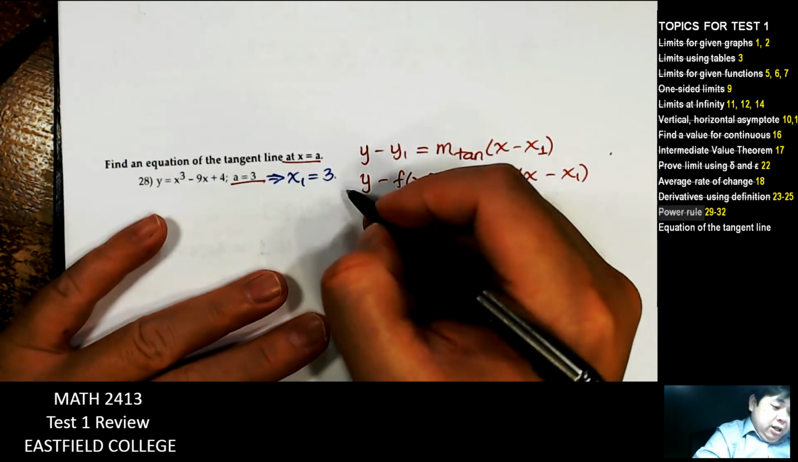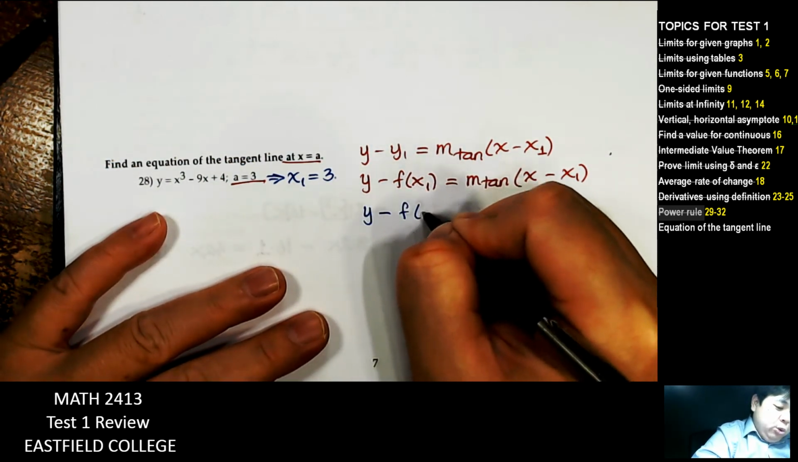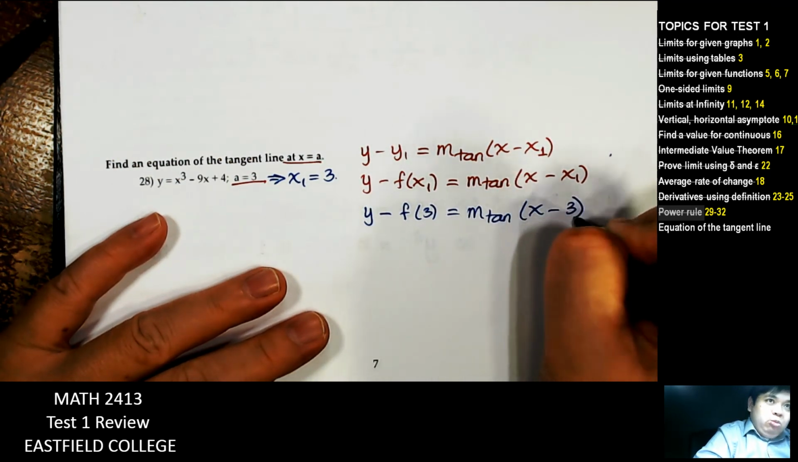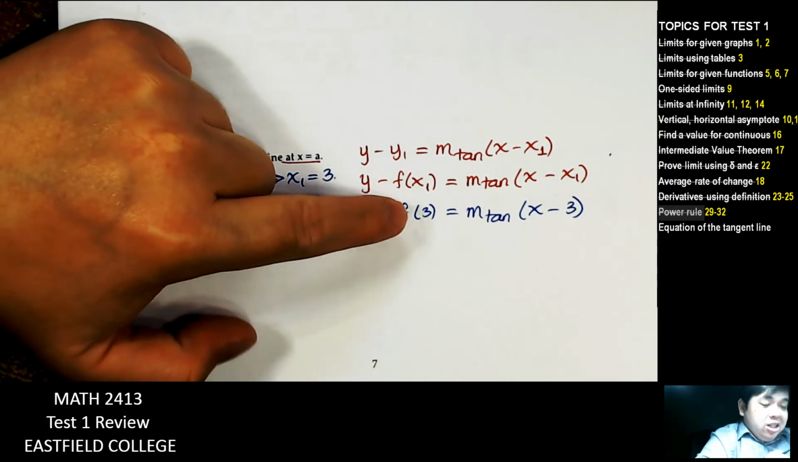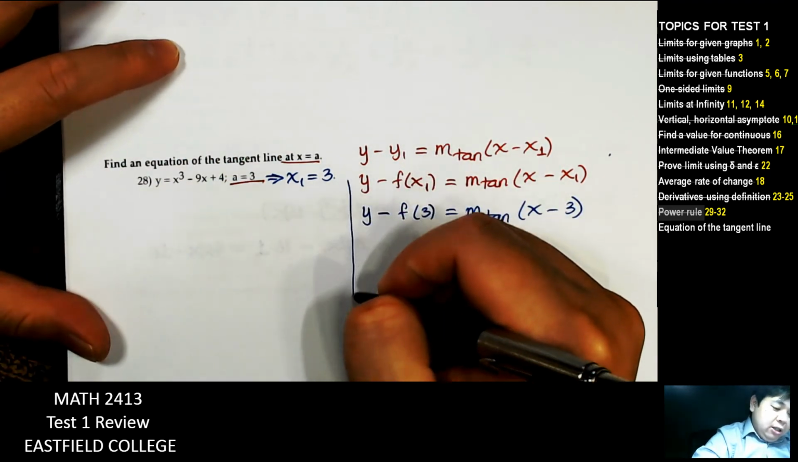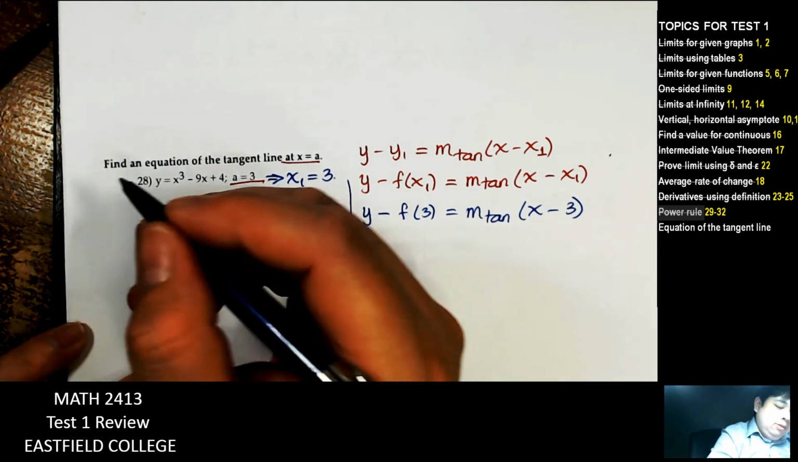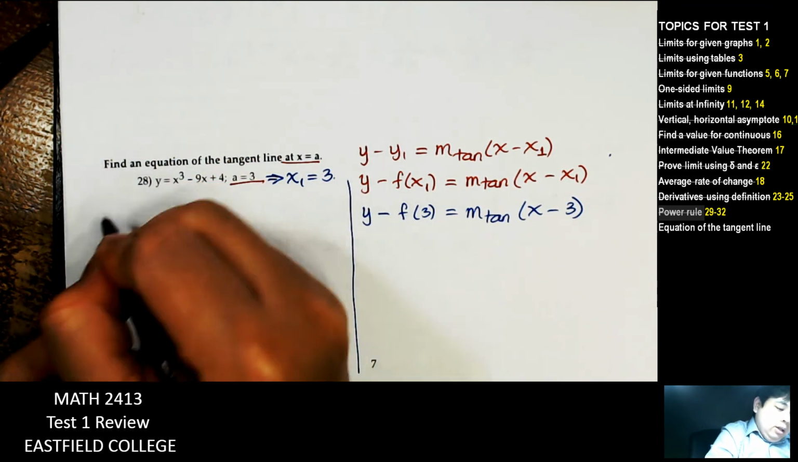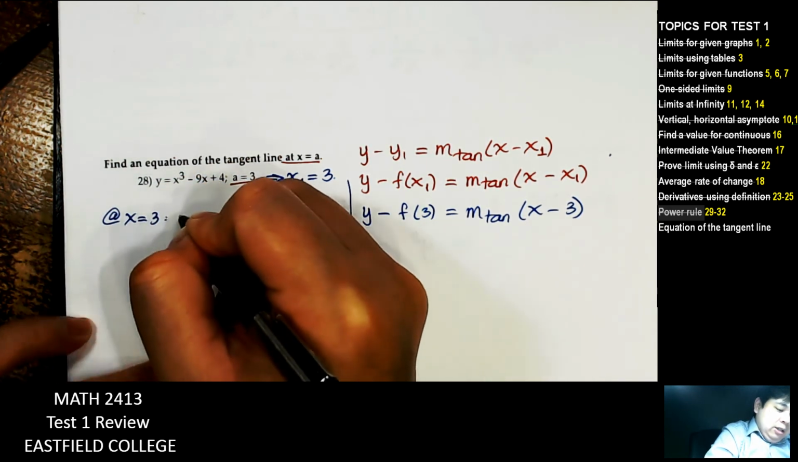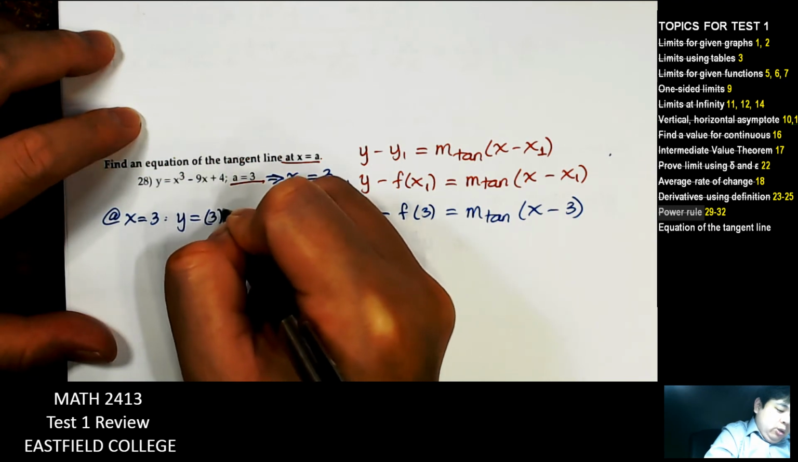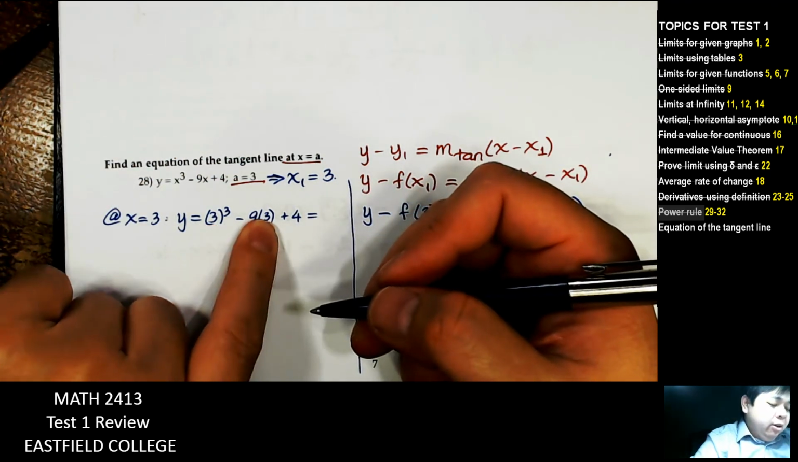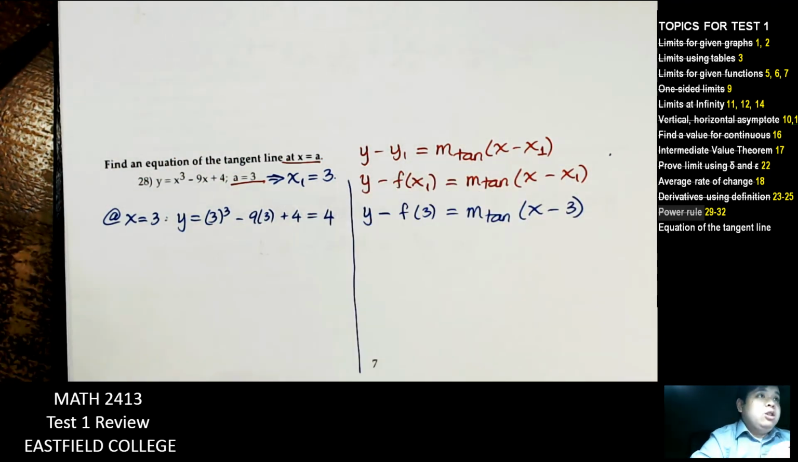So we know something: y minus f of 3. We don't know this yet, but we do know that x is equal to 3. Right, so that much we know. We just need to find the value of the function at 3 and then the slope of the tangent line. First, this is the function when x equals 3 cubed. So that is 27 minus 27 plus 4, so it'll be just 4.